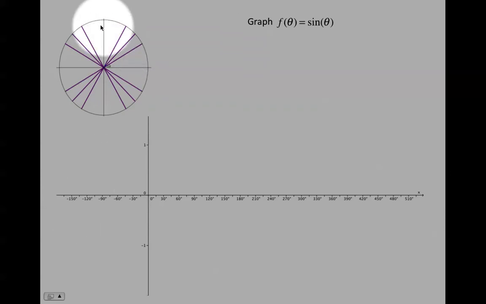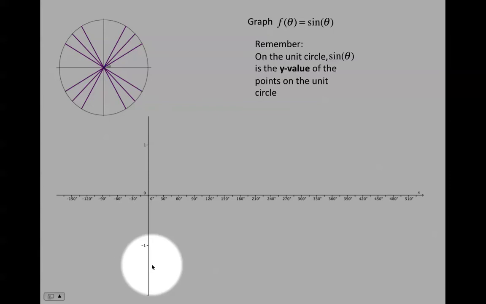Taking some points on the unit circle and graphing them on a different xy plane. But what we're graphing this time is theta. Theta is going to be along the horizontal axis here, and sine of theta is going to be along the vertical axis. Just a reminder that on this unit circle, sine of theta is the y value of all these points. So if we know what the y values are, we can graph that on this new graph that's graphing theta.